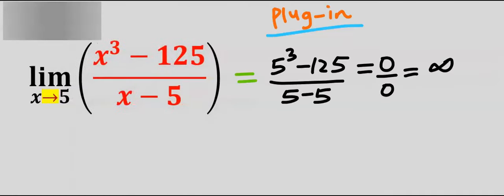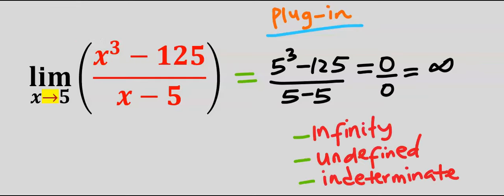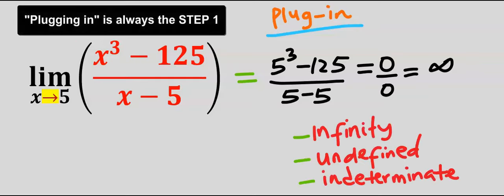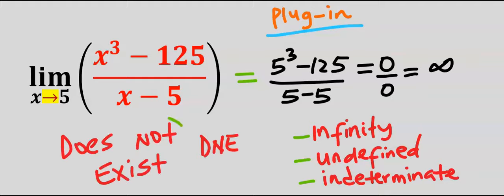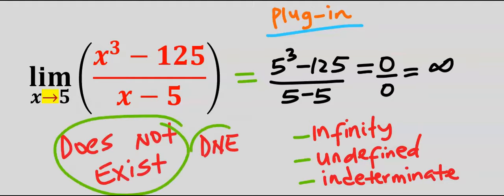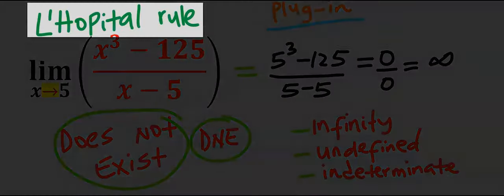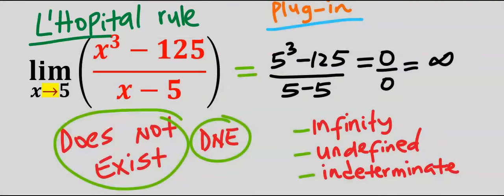Consider this question. If you plug in x equal to 5 in this function, you are going to get a value that tends to infinity. That is, it is undefined, or we can say it is indeterminate, or we can say it does not exist. And when we encounter such a problem, we apply L'Hopital rule.